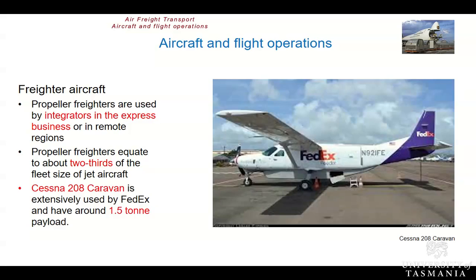And this particular aircraft, I know it's a little bit pixelated there, is the Cessna 208 Caravan. It's the most popular of those propeller freighters. They're relatively small, but they've got a 1.5 tonne payload, which if you compared it to, say, an A320 mid-size wide-body aircraft, would probably be on a par with the same volume of available cargo space.